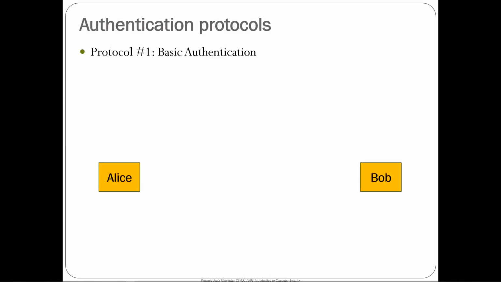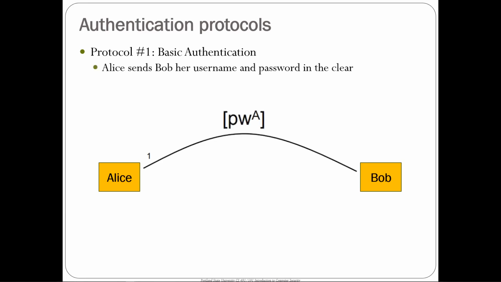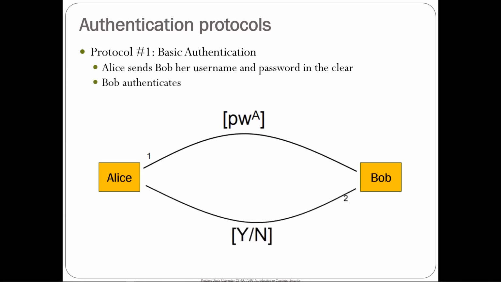And this is how do I authenticate Alice and Bob? And typically on the internet, we use username and password. That's how we started. And so Alice would send her username and her password. It would be in the clear. And then Bob would look at this and say, oh, okay, you are who you say you are. I'm going to allow you access to my system.